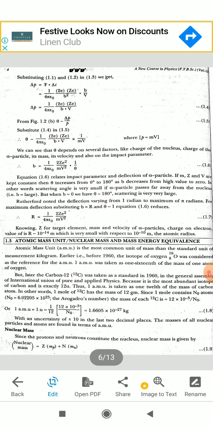And after that, what is nuclear mass? The nucleus consists of neutrons and protons. So the number of protons times the mass of the proton, added to the number of neutrons times the mass of the neutron, gives the nuclear mass.